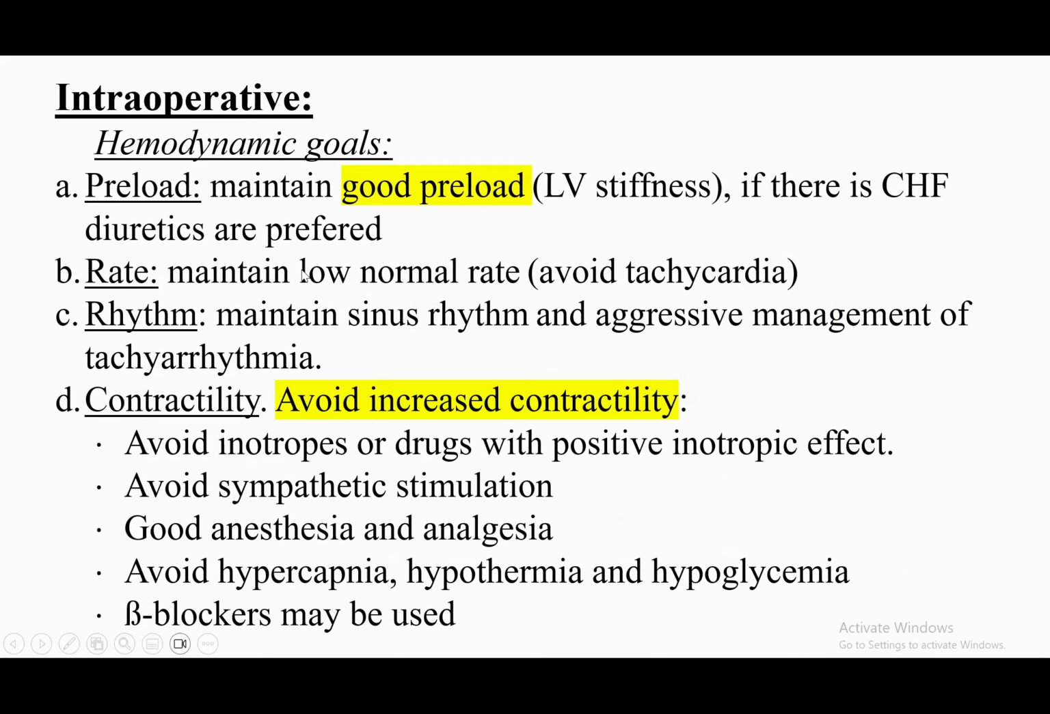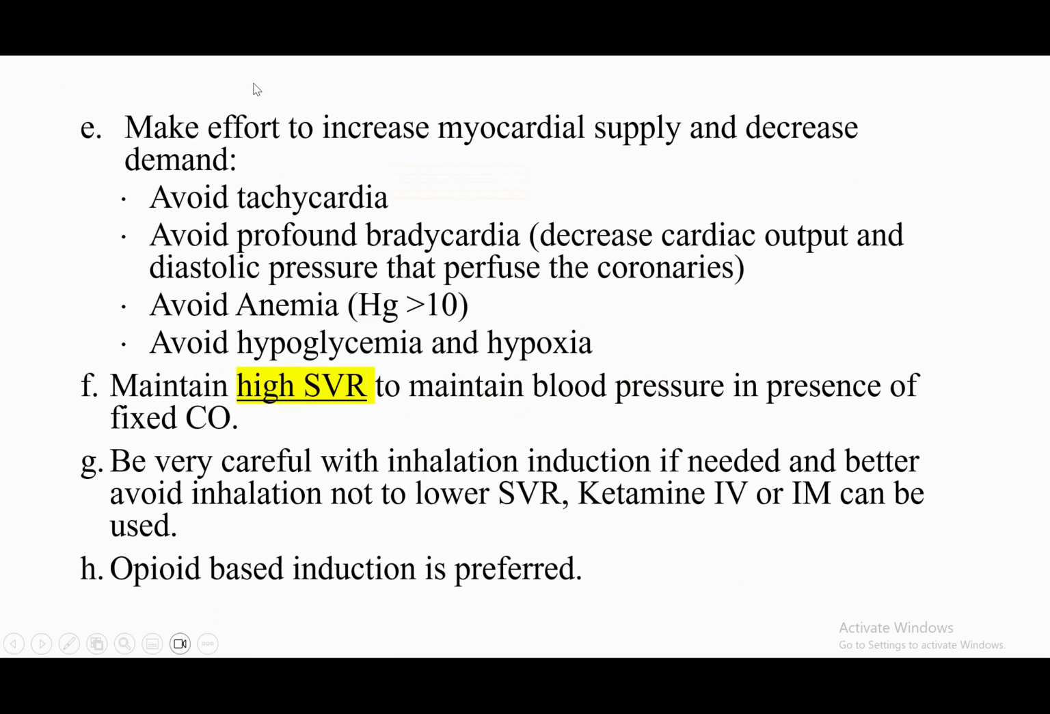So in a dynamic obstruction, like in the tetralogy of Fallot, we maintain high systemic vascular resistance to keep the stenotic part stented by blood under high pressure. Be very careful with inhalation induction if needed, and better avoid inhalation, not to lower systemic vascular resistance. Ketamine is good. Opioid-based induction is preferred.